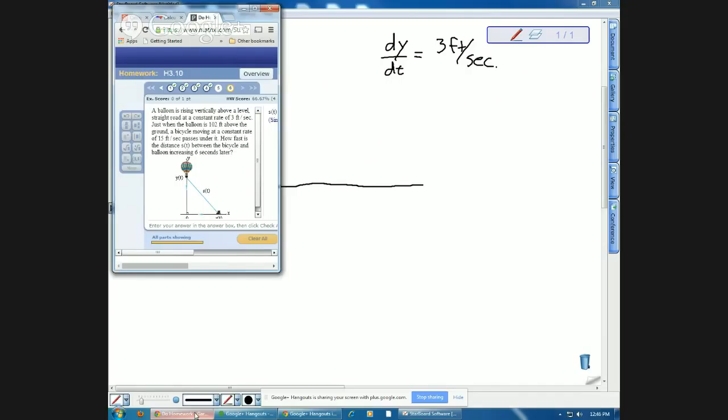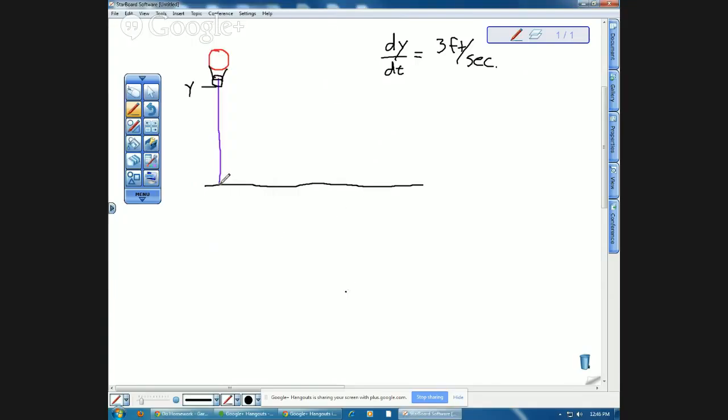They said that just when the balloon was 120 feet above the ground, a bicyclist passed under it. Okay. So when y was equal to 102 or 120? 120, thank you, good job. 120. The bicyclist was exactly underneath it. So here's my bicycle man flying along in this direction. So we'll call this direction x.